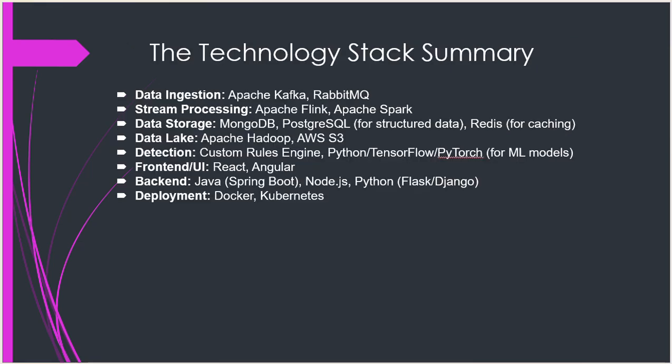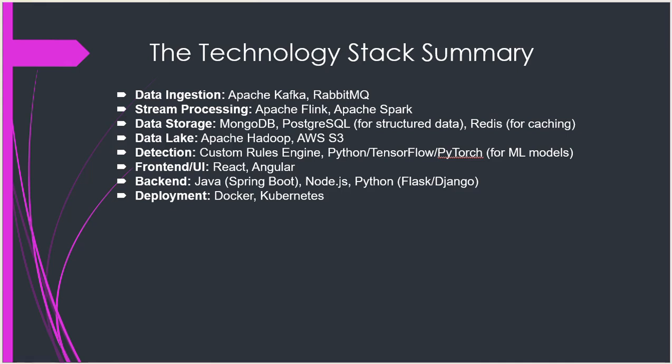So let's discuss the technology stack summary. What are the technologies interacting with each layer? The system architect, the business analyst, or the person who is working on the transaction monitoring system should know these technologies. For data ingestion, we will use Apache Kafka or RabbitMQ technology. For stream processing, we will use Apache Flink and Apache Spark.